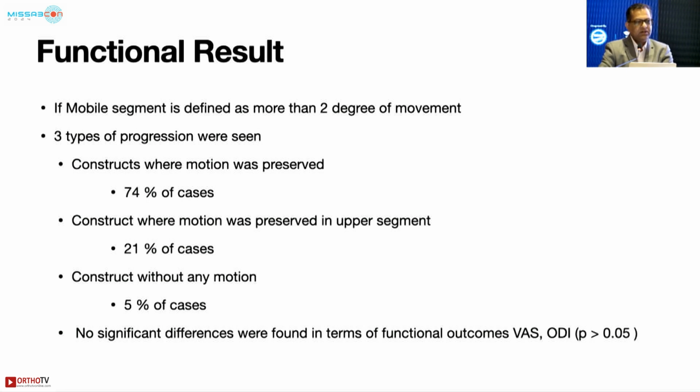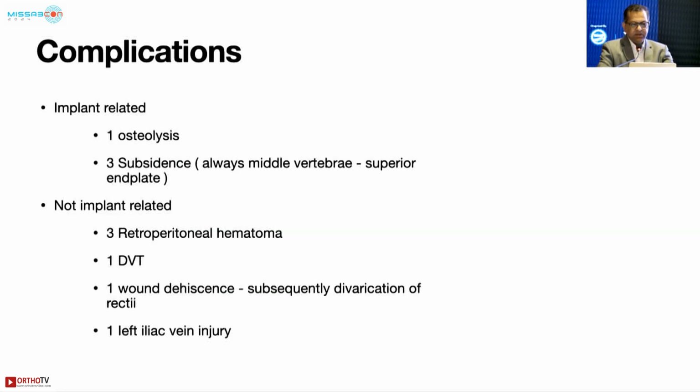And we saw that there were 3 types of progressions. The construct where motion was preserved, and we have seen that it was in 74% of cases. In the construct where the motion was preserved only in the upper segment, that is L45, was 21% of cases, and where the movement was restricted was 5% of cases. There were no significant differences in terms of functional outcomes in all these 3 different kinds of constructs in terms of VAS and ODI. Complications, we did have complications.